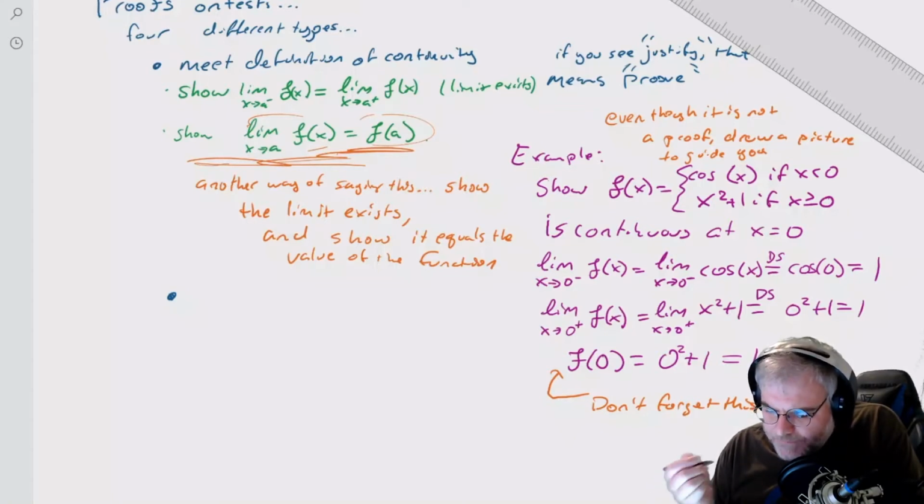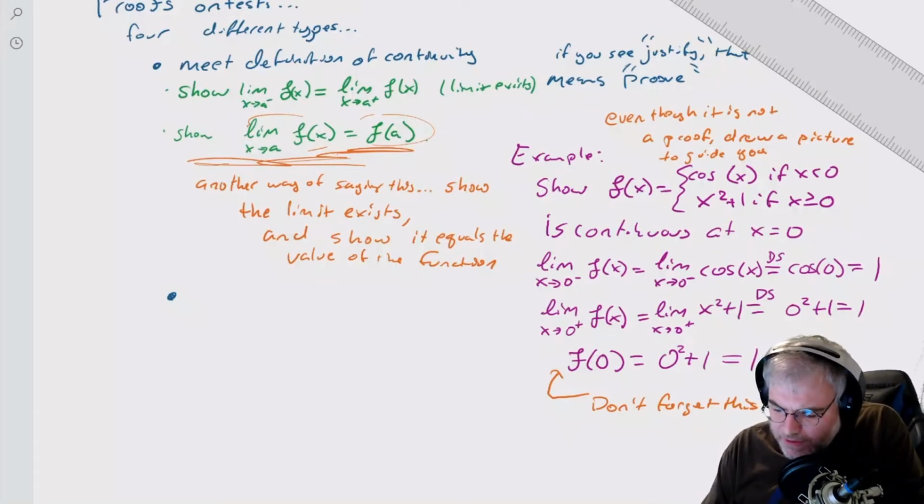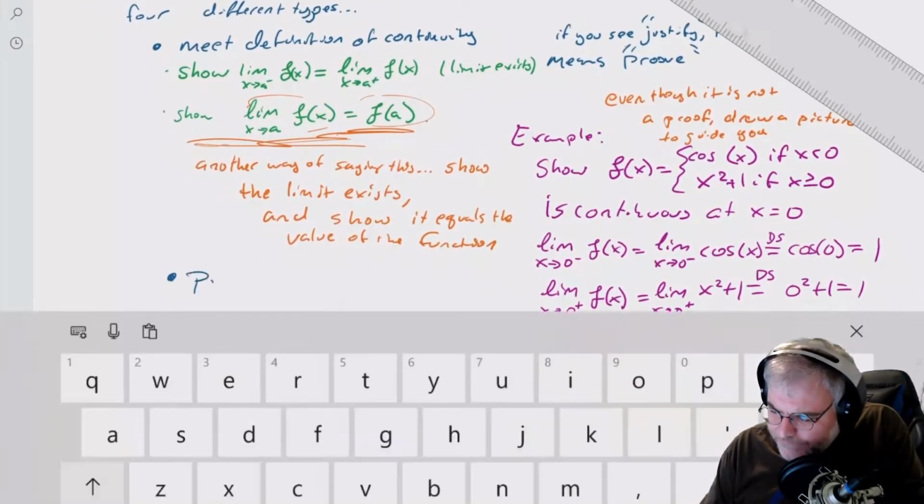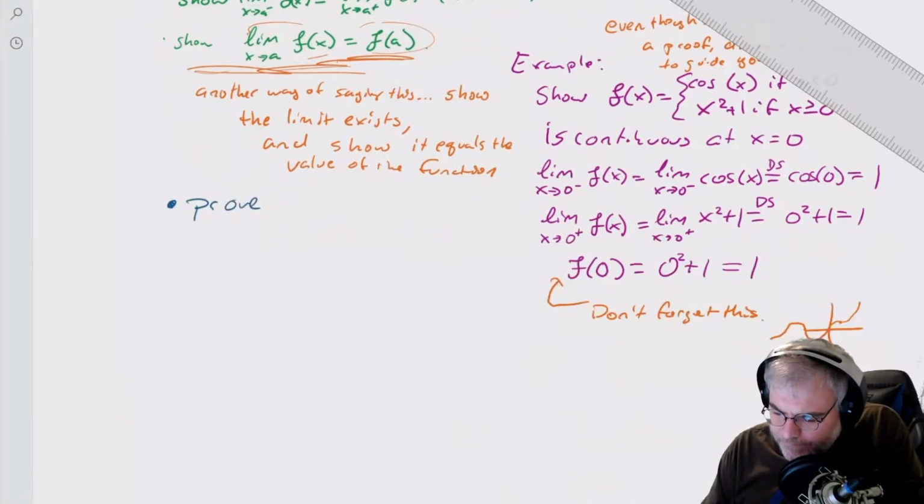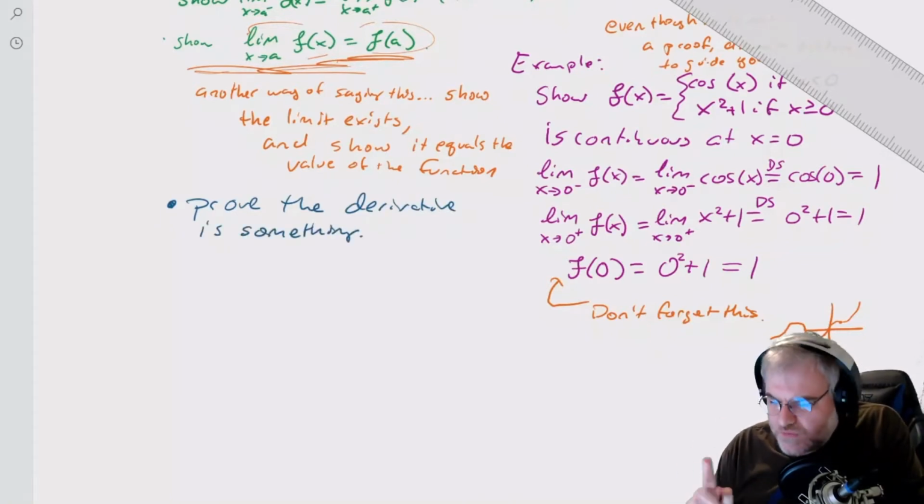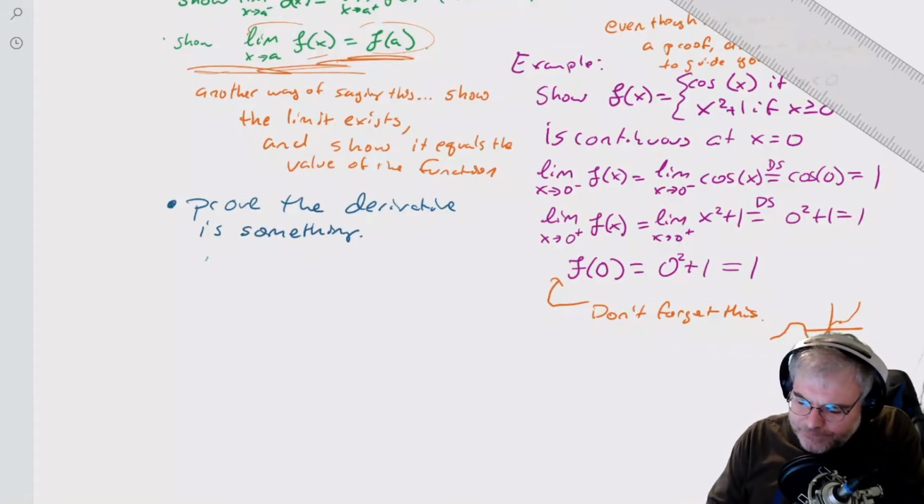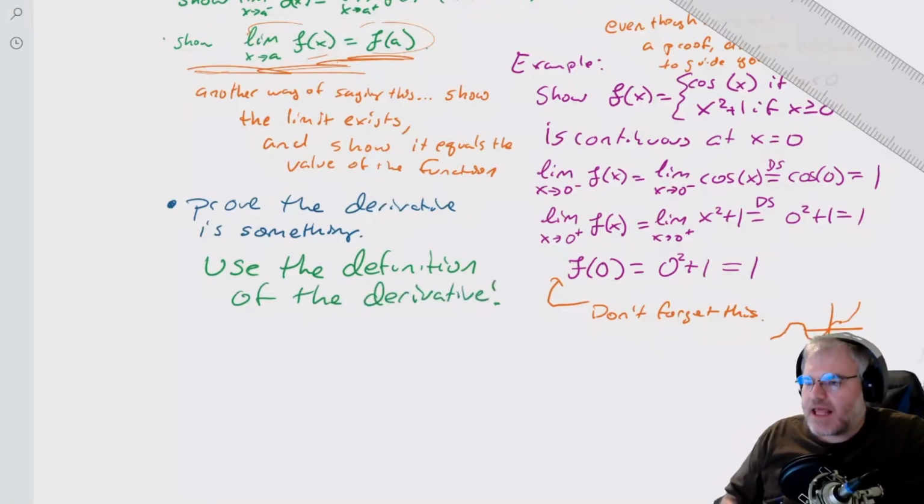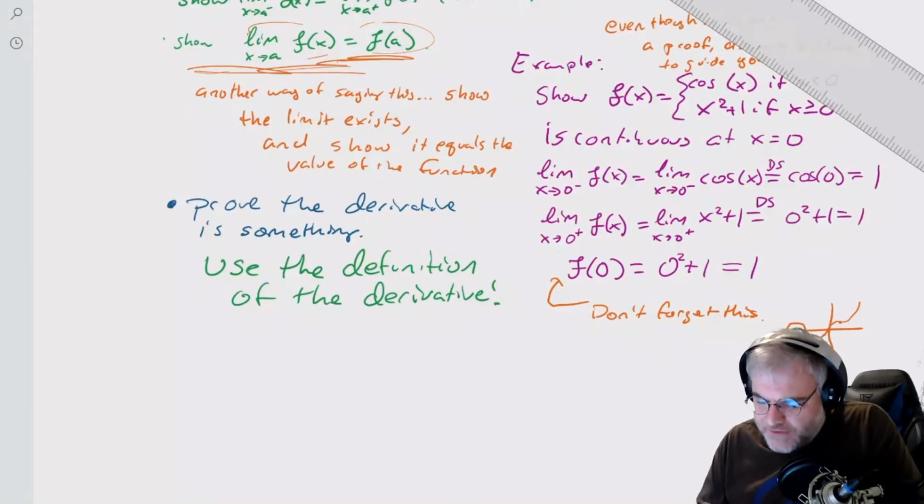Meet the definition of continuity. That's one that I don't like, but they have shown up before. And then you've got this kind of prove the derivative is something. On this, you need to use the definition of the derivative. For most of them, I recommend the H definition.